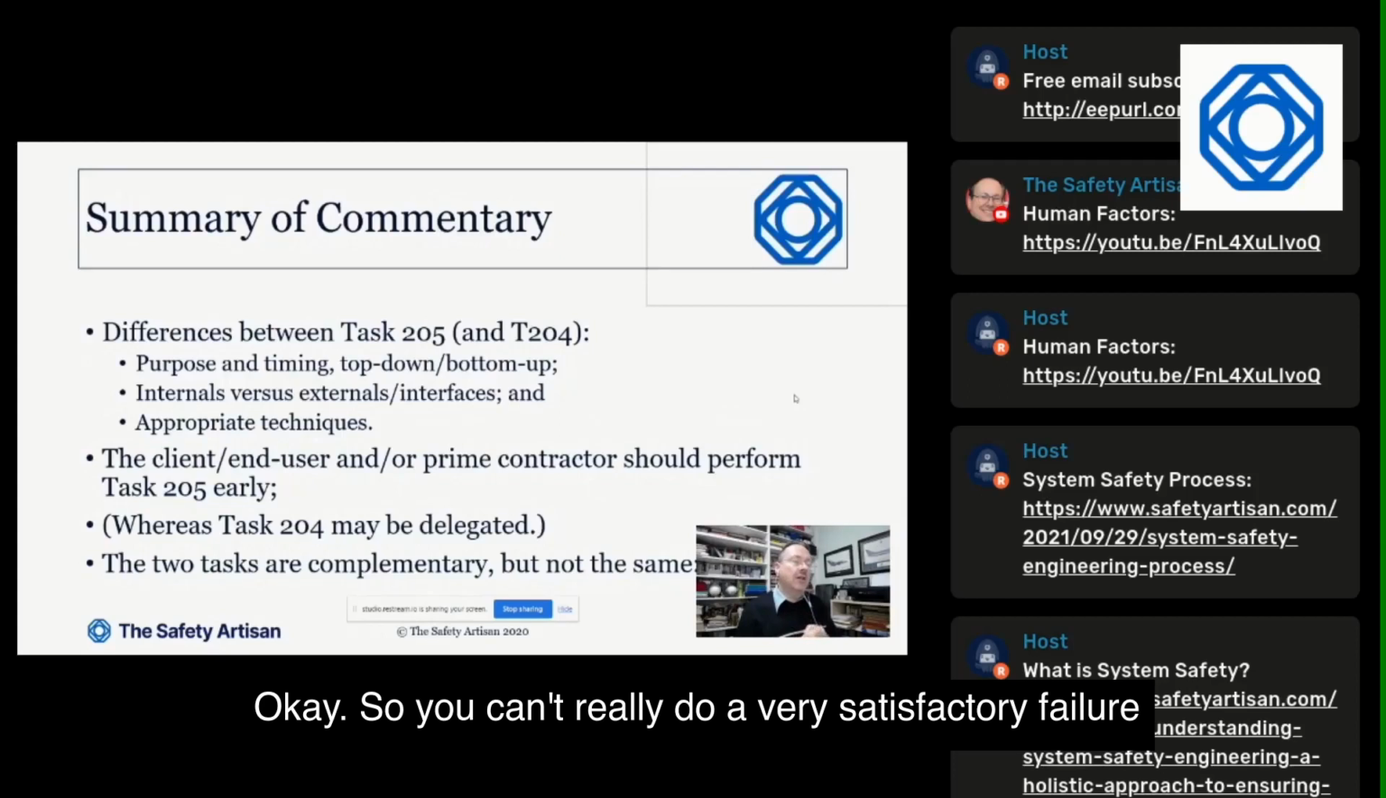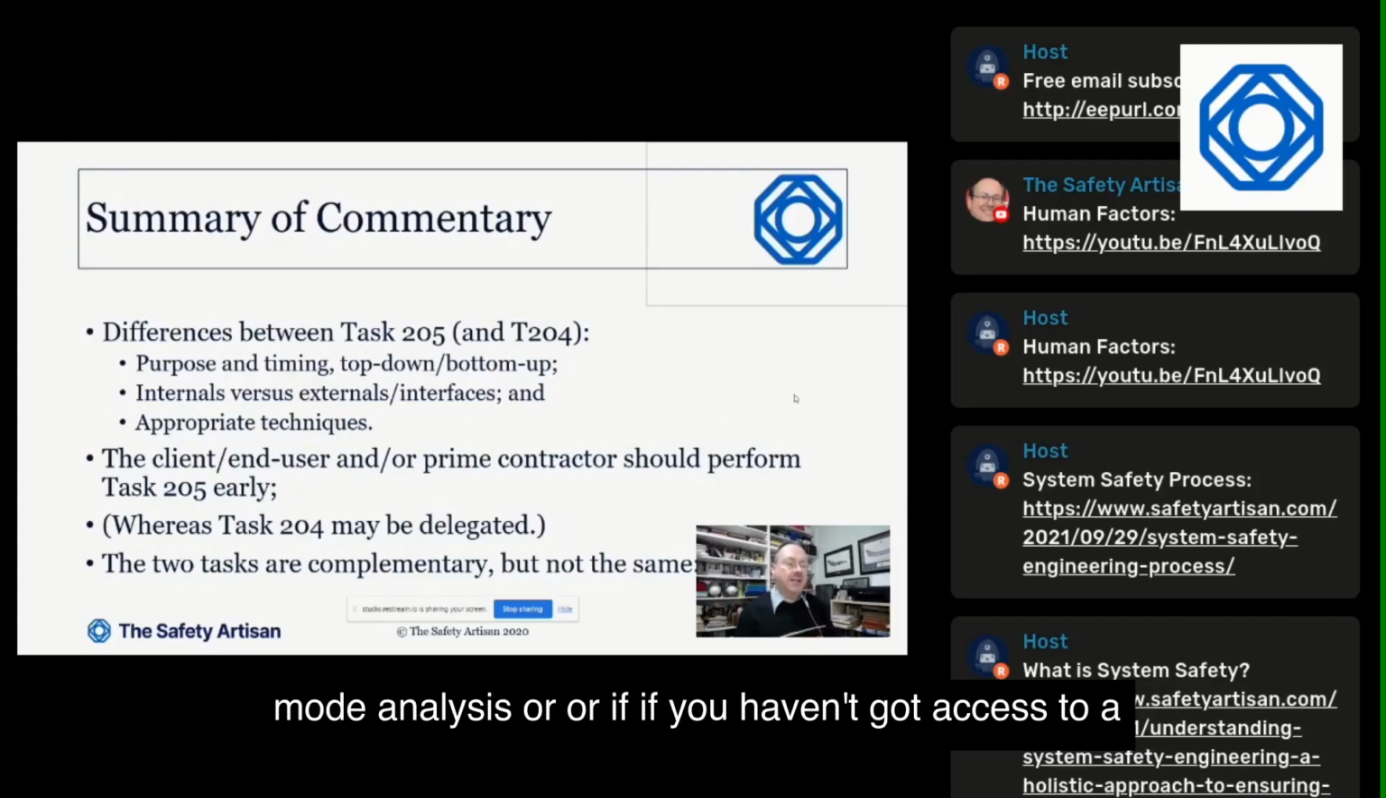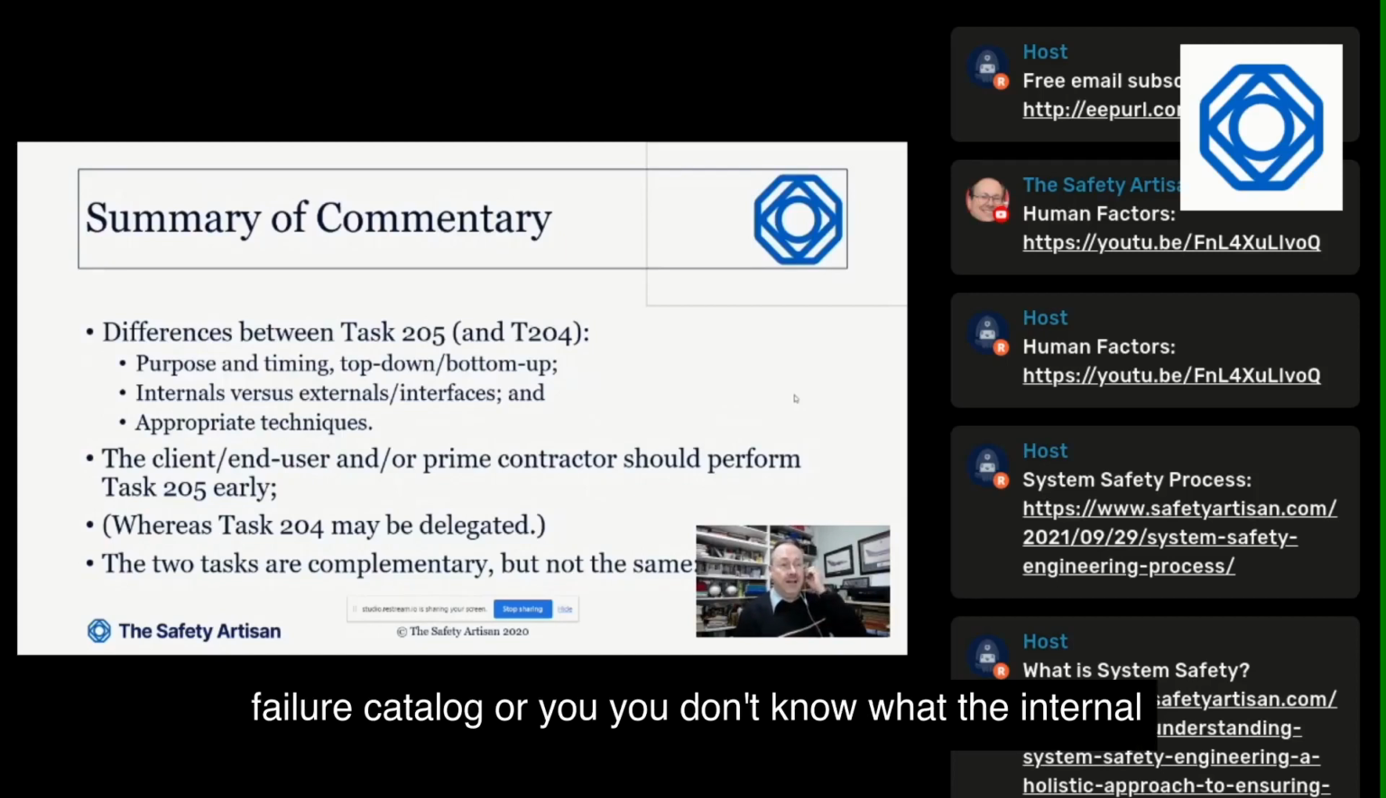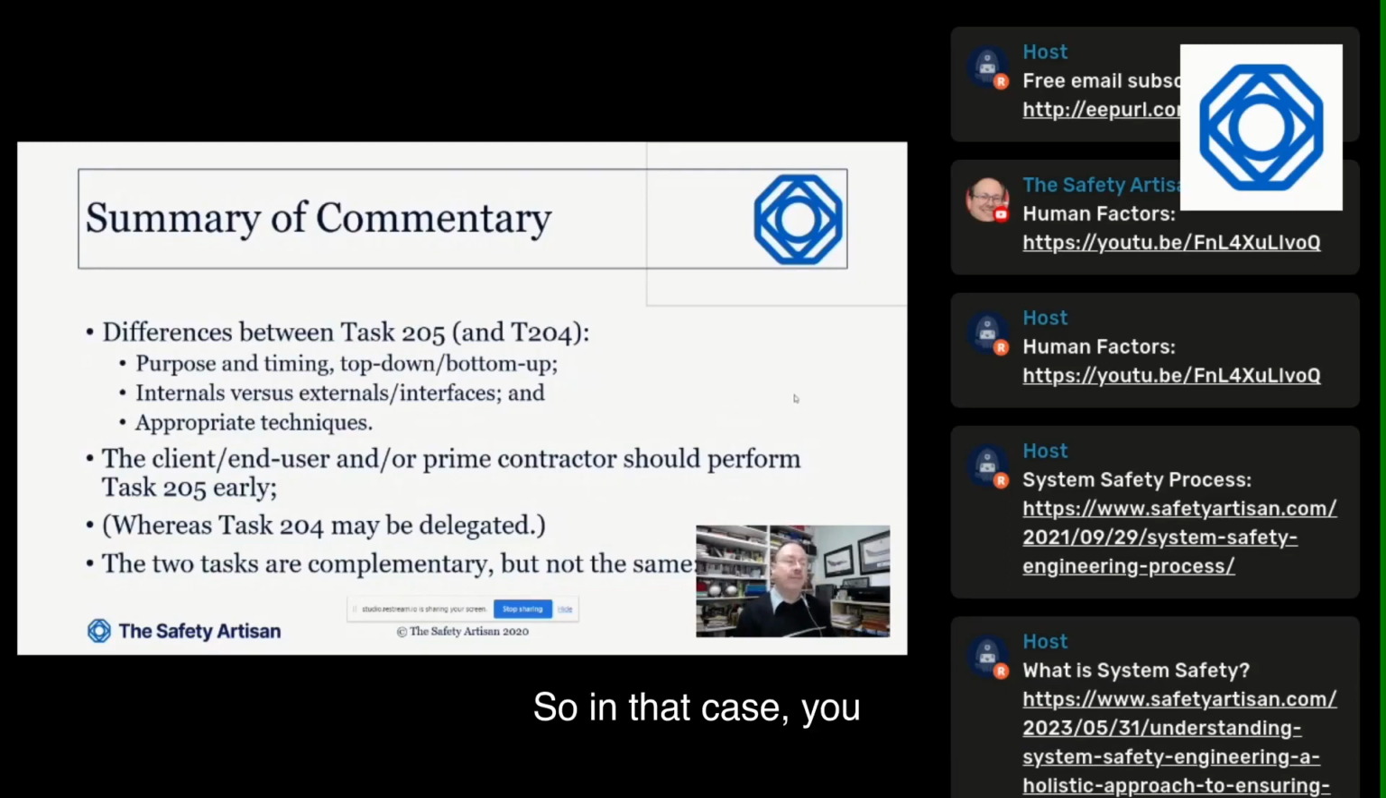Okay, so you can't really do a very satisfactory failure mode analysis if you haven't got access to a failure catalog or you don't know what the internal failures could be. So in that case, you just have to concentrate on the interface. And as I've said just recently, somebody should do task 205 early.